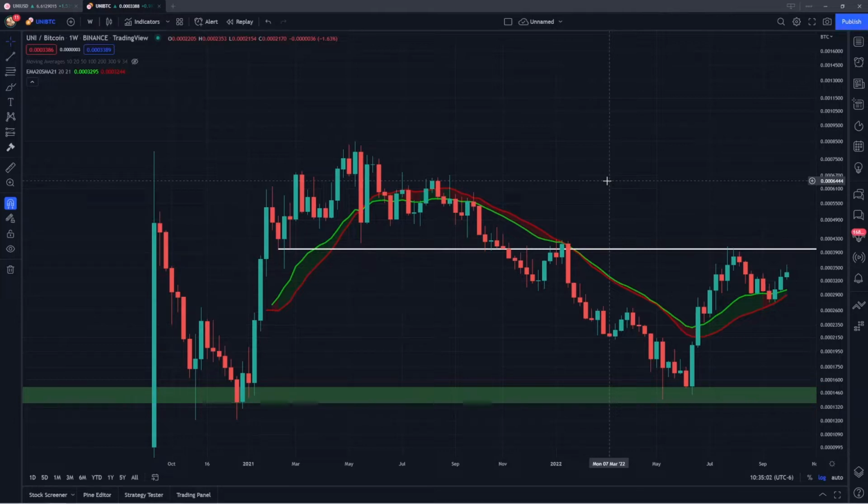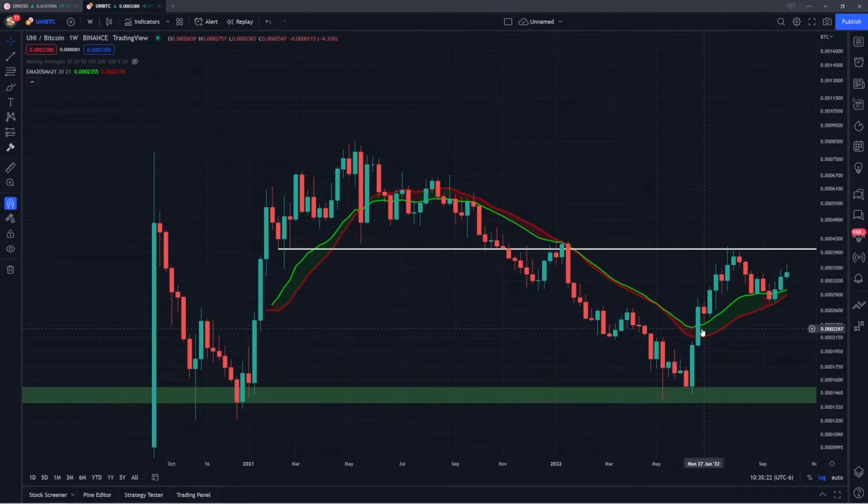So I'm going to start off here on the Uniswap Bitcoin ratio because I think this is a far more important chart for Uniswap right now. And this does have some very bullish signs playing out here. One of the things I want to talk about first are these two moving averages. The green one is the 21 weekly exponential moving average, and the red one is the 21 weekly simple moving average. Together they form this band.